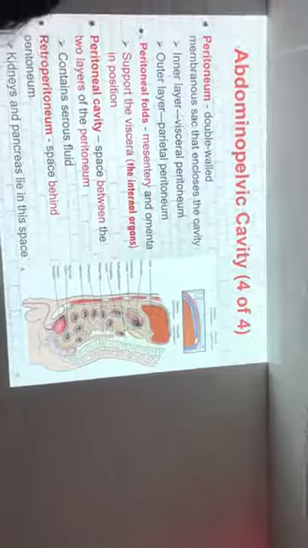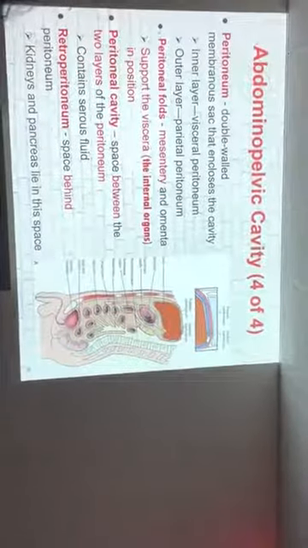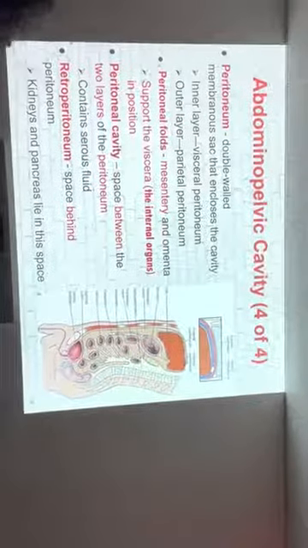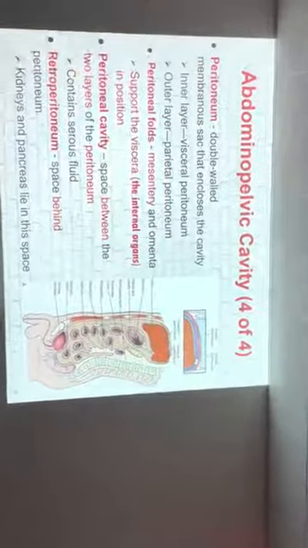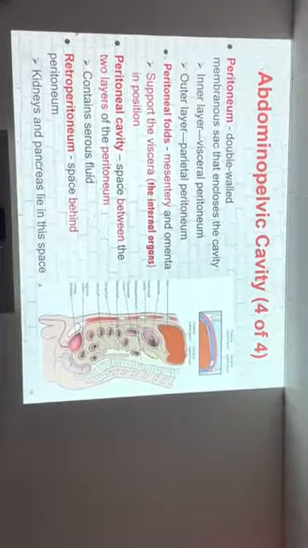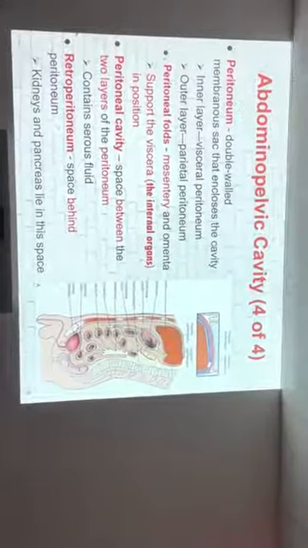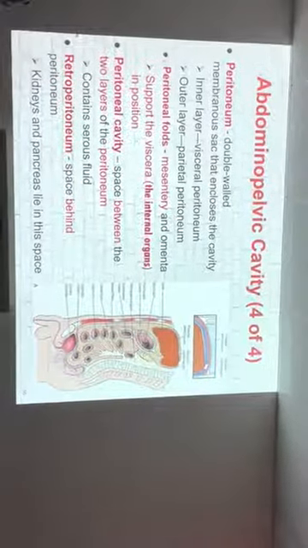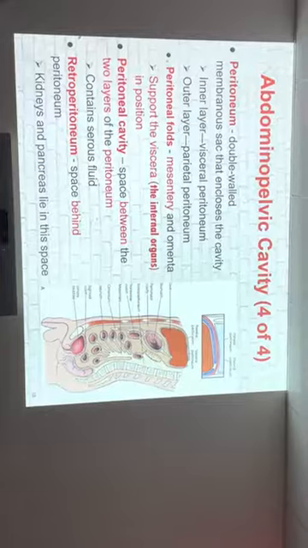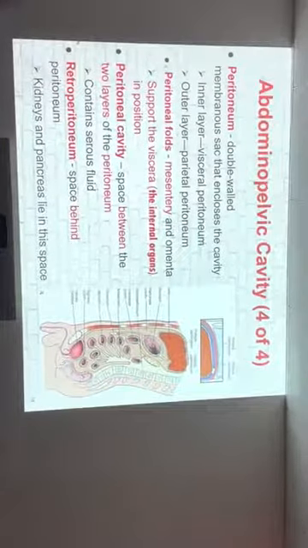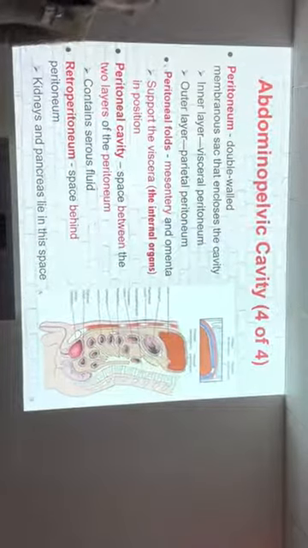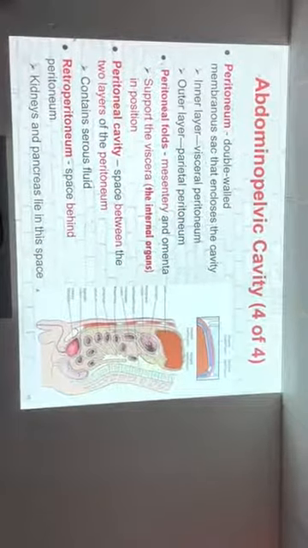We have some different classifications of that cavity. Once again, guys, we have what's called the peritoneum, the peritoneal cavity, and the retroperitoneum. Basically, you just need to know what's found within each of these cavities. Peritoneum is a double-walled membrane sac that encloses the entire cavity. So it's like a protective covering over the whole abdominal cavity. We have an inner versus outer layer. The inner is called the visceral peritoneum, and the outer is called the parietal peritoneum. Then we have what's called the peritoneal folds, also called the mesentery and the omenta.